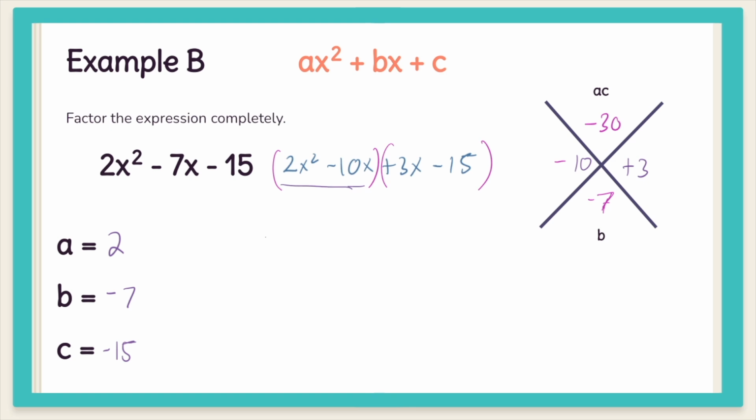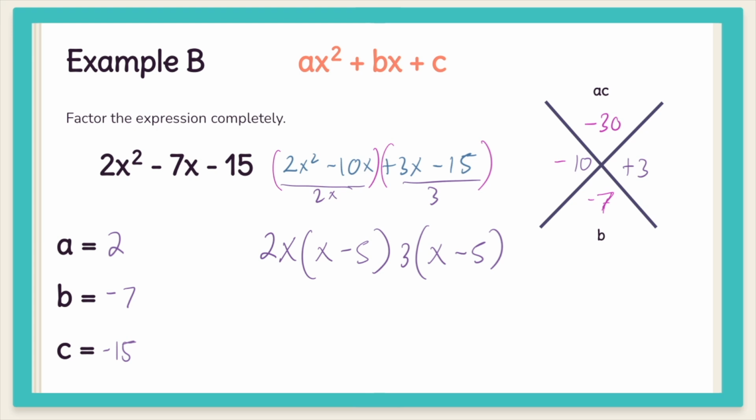So we're going to pull out a 2, and then we're going to pull out an x. That's going to leave us with 2x divided by 2x squared is going to give us just x. -10x divided by 2x is going to give us -5. All right, on the other side, we've got to pull out a 3 in this case, so we're going to be left with just 3 on the outside. 3 divided by 3 is going to be 1, or 1x. -15 divided by 3 is going to be -5.